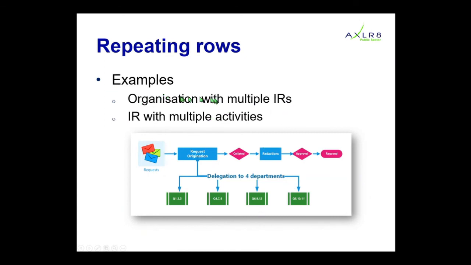Do be careful of one last thing. If you have an information request with multiple activities, then if you have the information request information in the report and the activities in the report, you will get, if you have multiple activities, repeating rows. So if you had 2 activities, you would get 2 rows. In this case, if there's 4 different activities, then this information request will come up 4 times in the table, as you would expect.